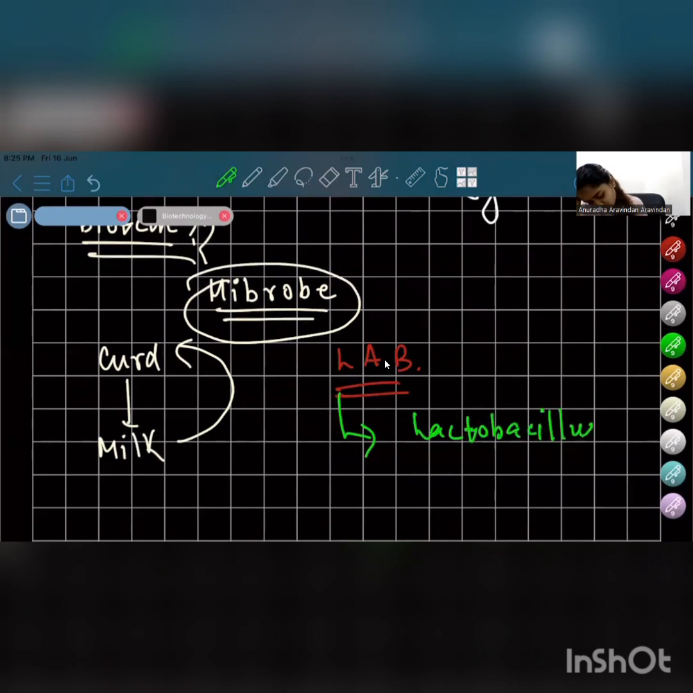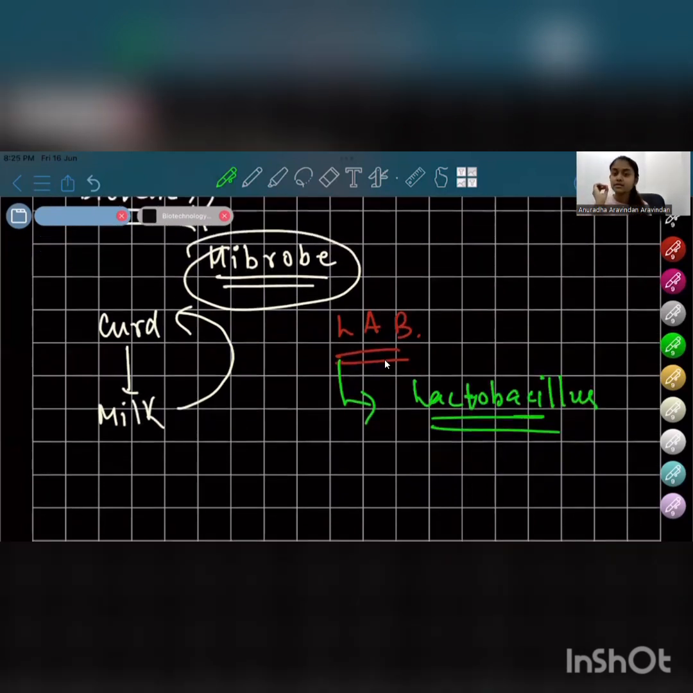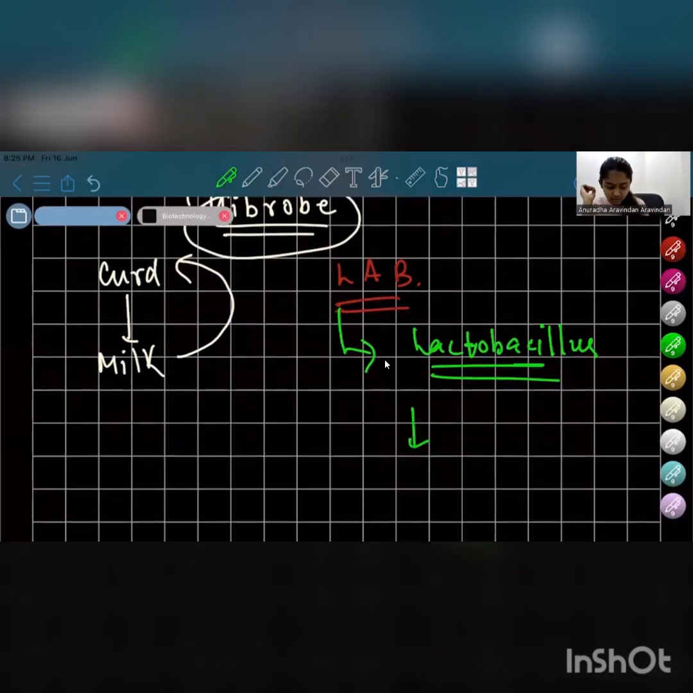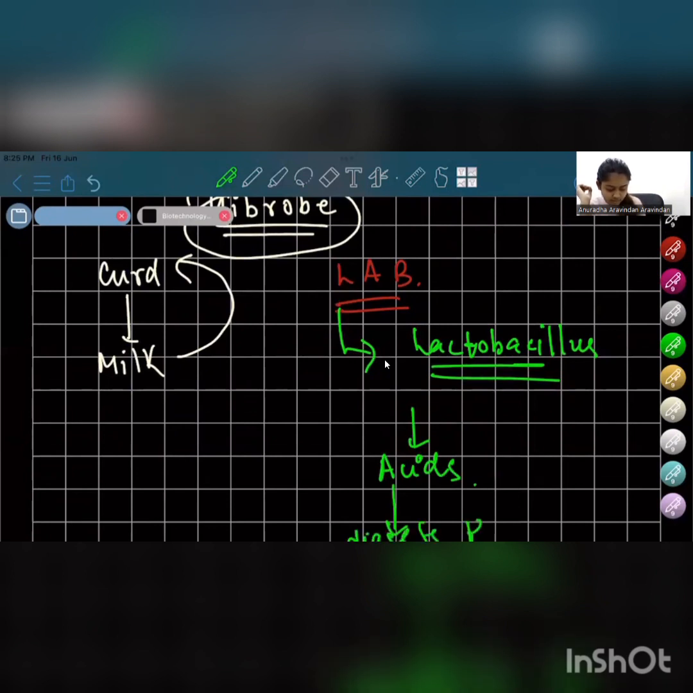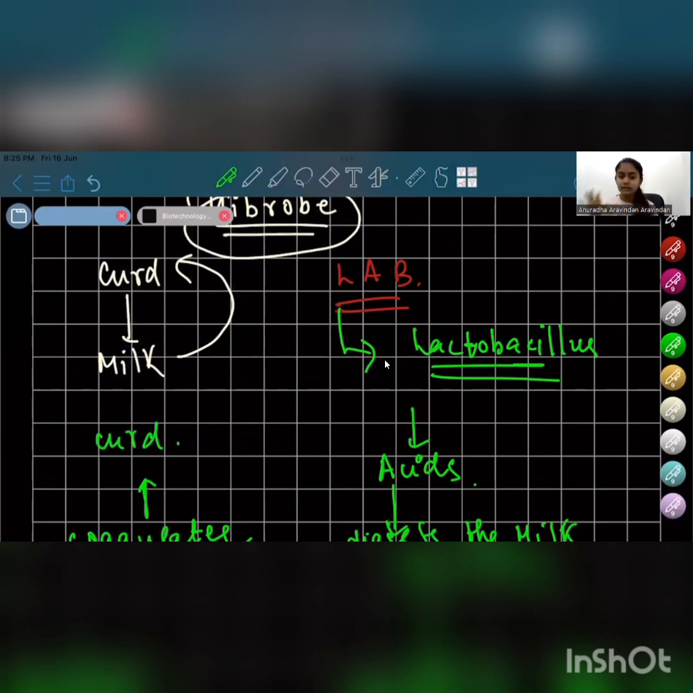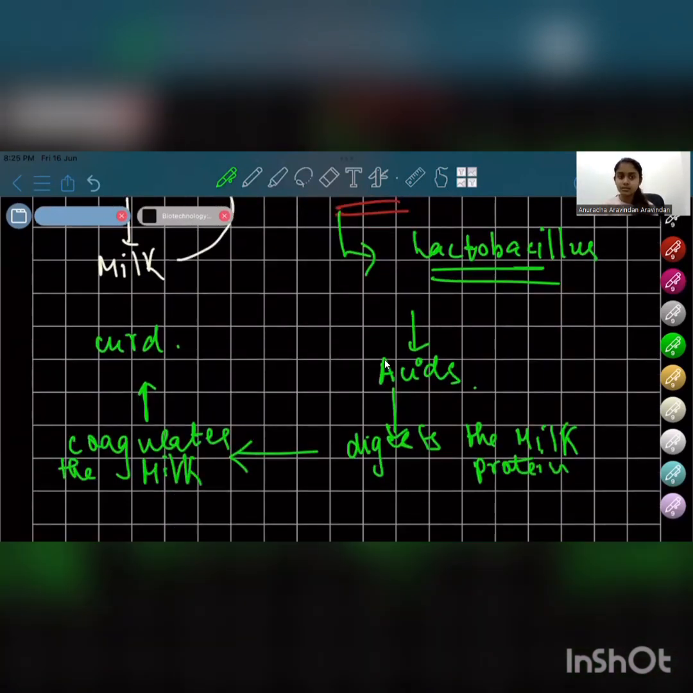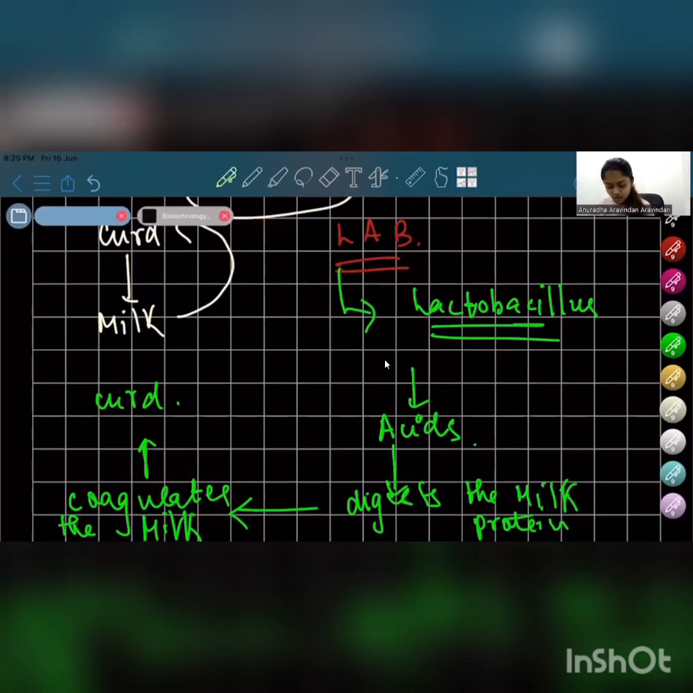Lactobacillus. So this bacteria releases some acid, and it partially digests the milk protein. By doing so, it coagulates the milk, and the milk turns into curd eventually. So this happens overnight. When you keep it overnight, this process takes place.